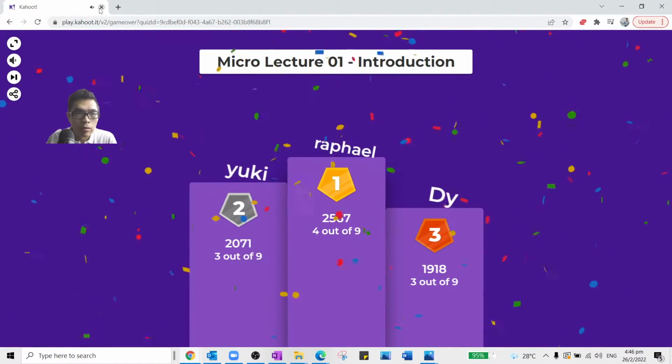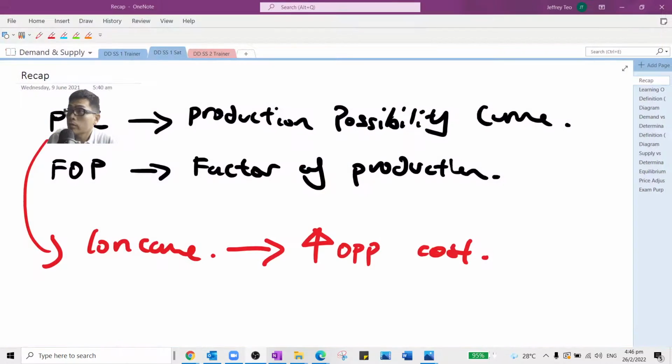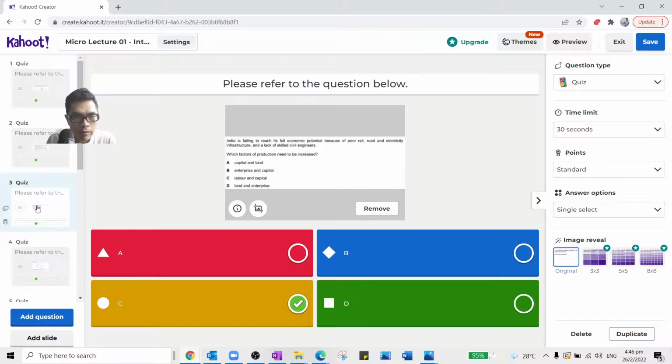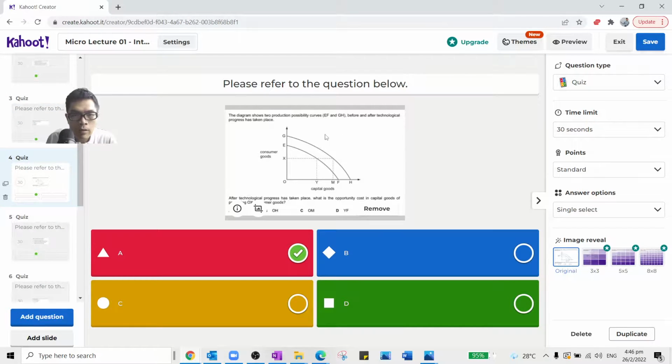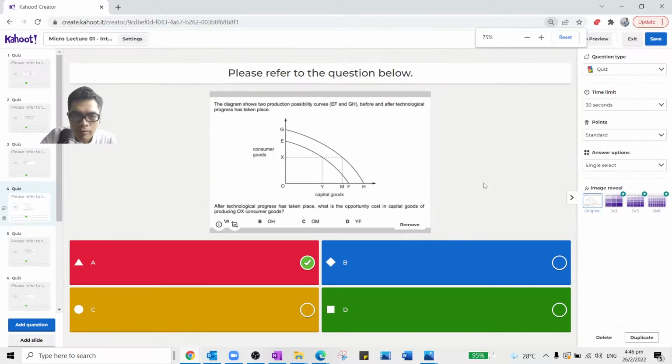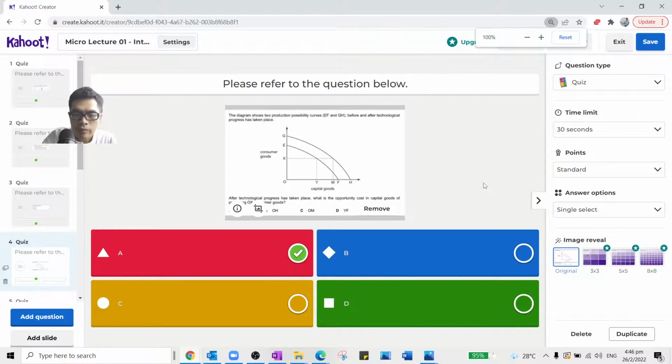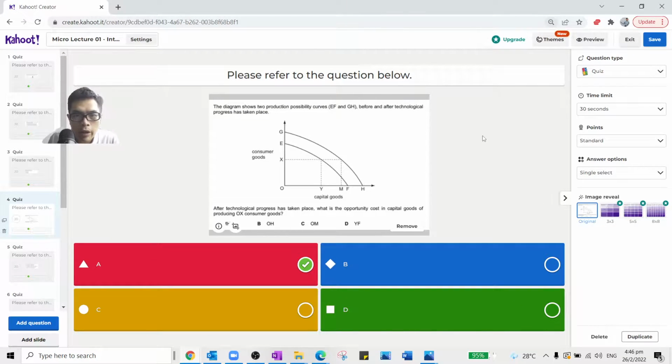So I'm going to close this. Earlier on, the graph questions are all tricky, right? For this question, let me see if I can blow this up. After a technological progress has happened, your PPC curve will expand outwards, right? So we are actually at this point. I don't know whether you guys can see my cursor.